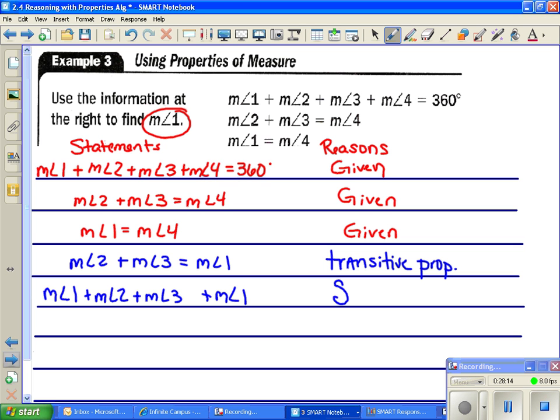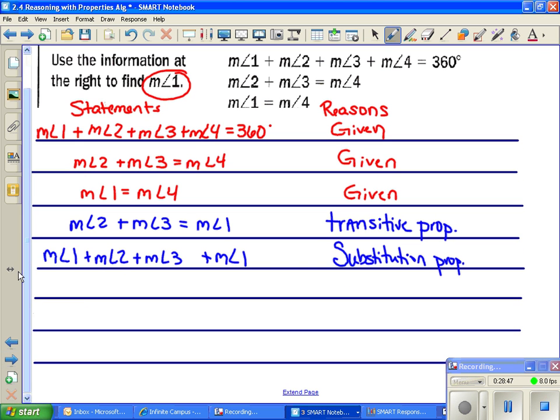Symmetric. Not symmetric, one that you normally know. How about substitution? Okay, so use the substitution property. Can you do anything else? Now I'm down to 3 variables. How can I get rid of these 2?